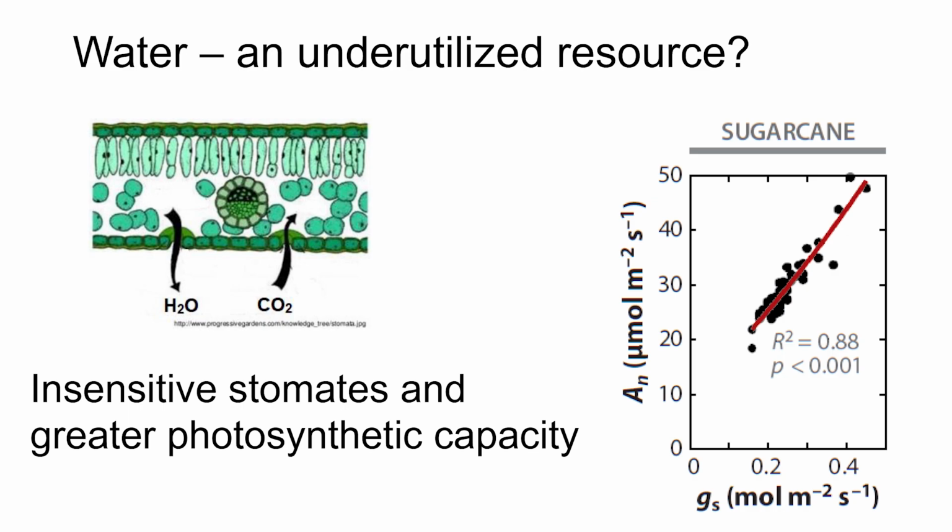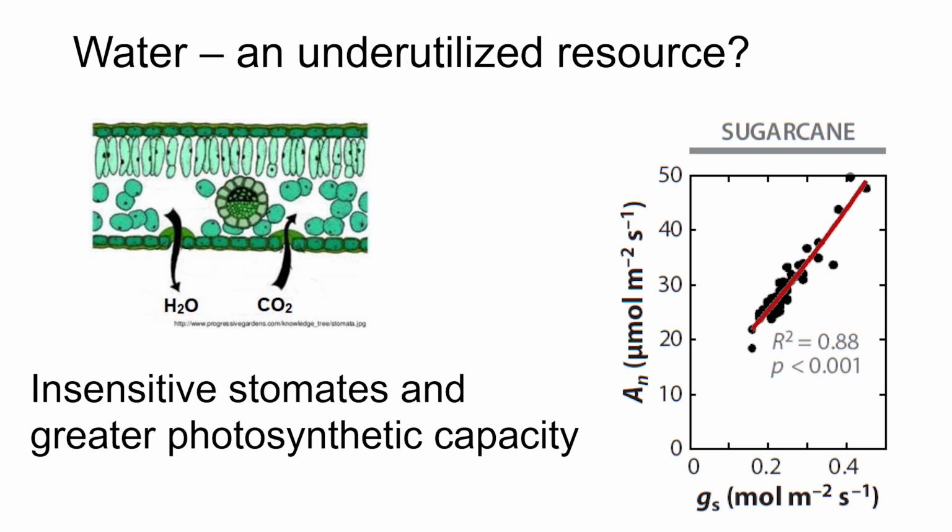Stomates, of course, are the pores in the leaf, and they open up. You can see this cross-section here of a leaf, where those stomates open up to take in CO2 that's assimilated in photosynthesis, and at the same time, as a consequence of those stomates being open, they lose water.